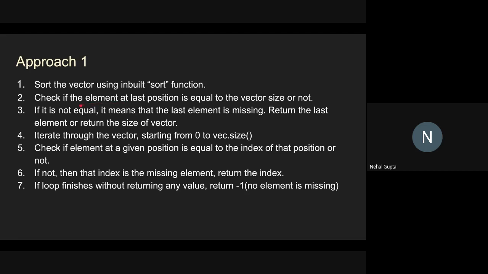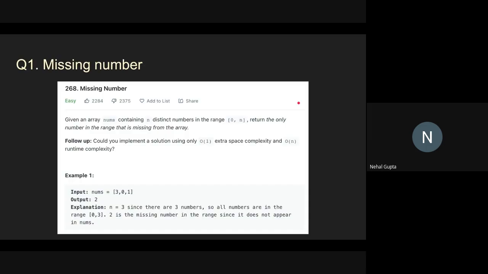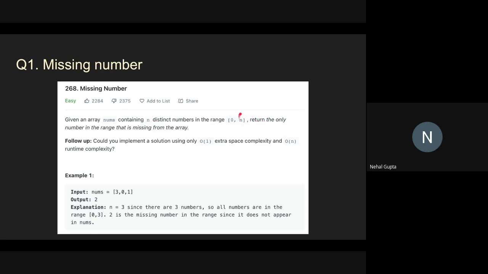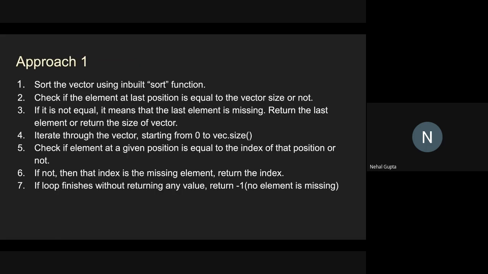What we do is we check if the element at the last position is equal to the size of the vector or not. We do this because the size of the vector is n. So after sorting, the element at the last position should also be n, as we see in the given question. If it is not equal, then we have solved the question and we can simply return that the last element is the missing one. We can either return the last element or the size of the vector, because the size of the vector is equal to the last element and that is missing. So we can simply return the size of the vector. I'll show you in the code, then it will be a bit easier to visualize.